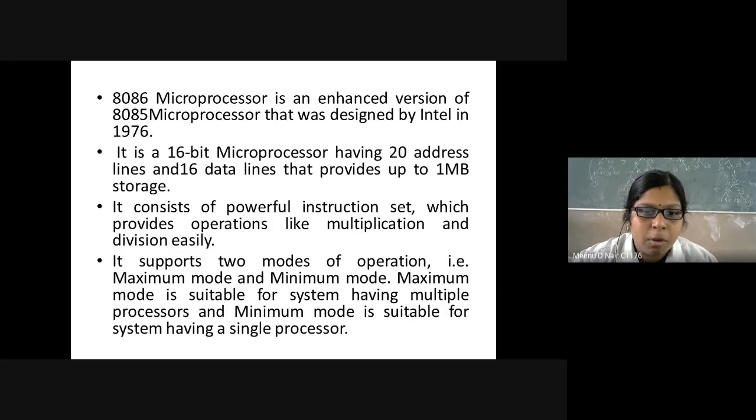Then we have seen two modes of operation. One is maximum mode and another one is minimum mode. Maximum mode means your system can work with multiple processors. So a system having multiple processors is known as maximum mode. And if your system has only a single processor, one individual processor doing all the work, it is known as the minimum mode of operation.